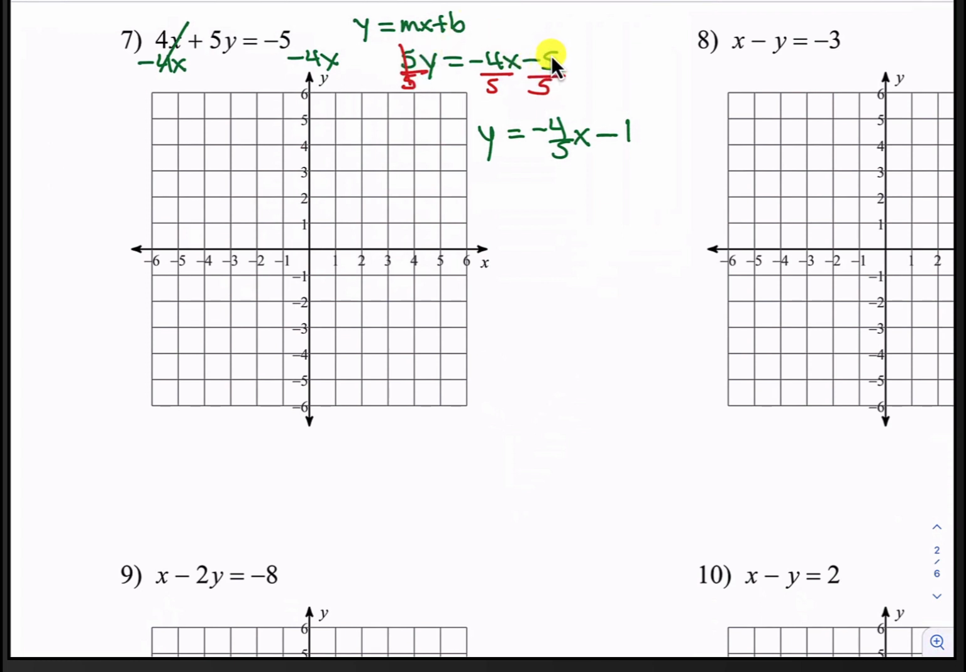And that's because 5 divided by 5 is 1. Our y-intercept is negative 1, and that would go here. And our slope is negative 4/5. The negative 4 tells us to go down 4 blocks, 1, 2, 3, 4, and then over to the right 5 blocks, 1, 2, 3, 4, 5. And our second point is here. Let's go ahead and draw a straight line through these points.